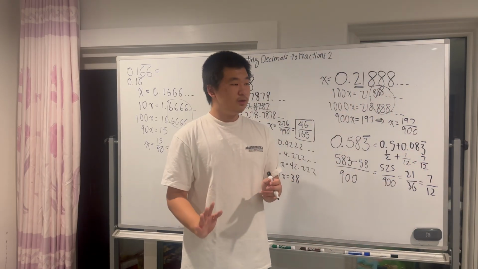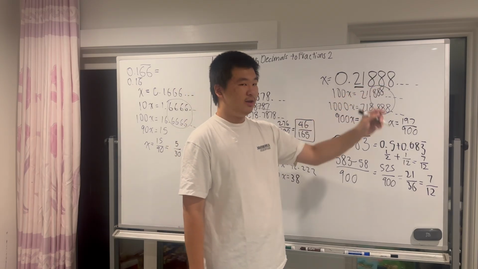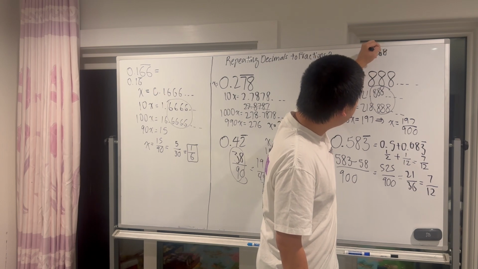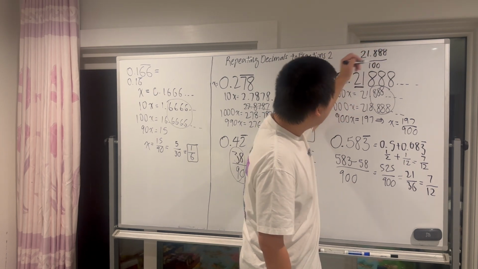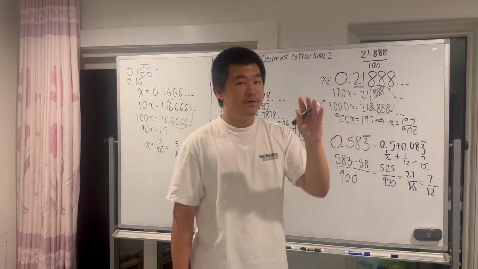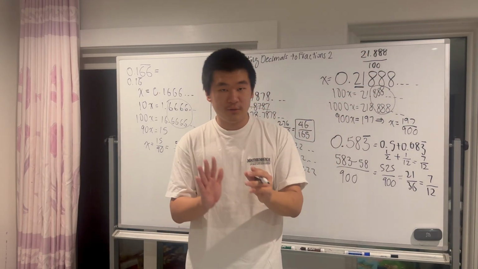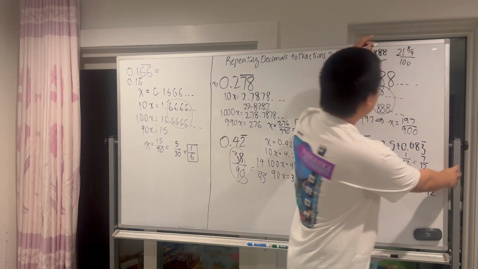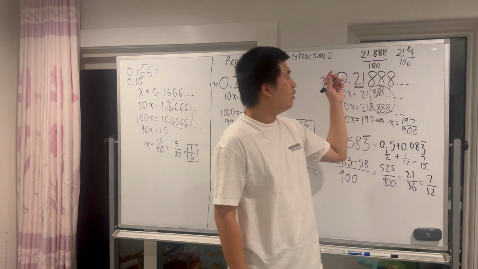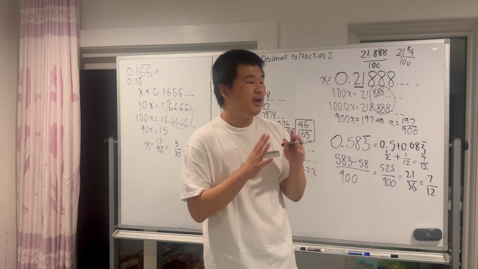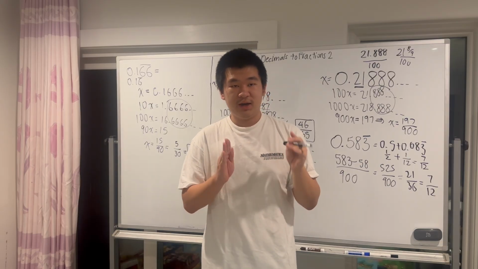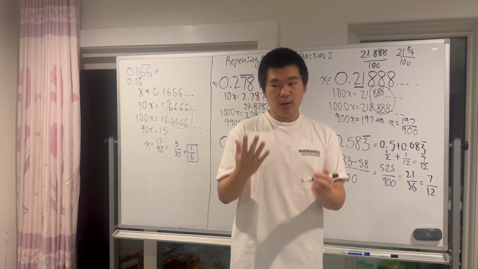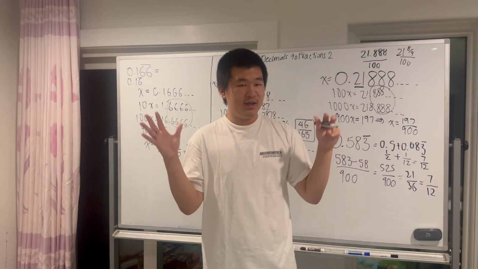And something a little bit similar is going on over here. 0.218888. That you might be able to recognize as 21.88888 over 100. If you recognize 0.88888 as 8 over 9, you can write this as 21 and 8/9 over 100. Then when you turn 21 and 8/9 into an improper fraction, what you get is 197 over 9. 197 over 9, then over 100 is 197 over 900. So hopefully you can see that all of these derivations, they lead to the same thing.